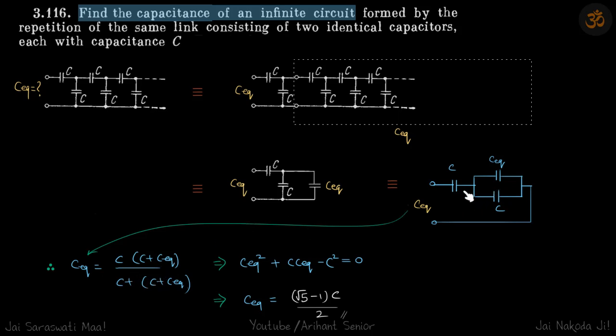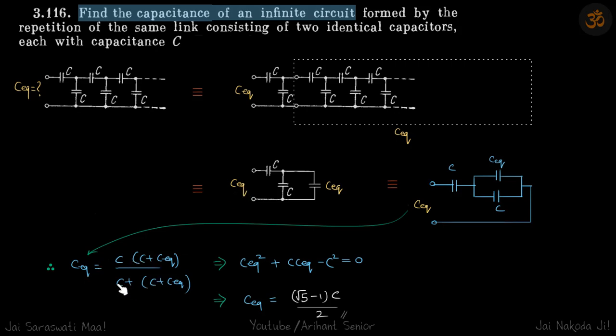So these two are in parallel, so they will add up: C plus C equivalent. C plus C equivalent and C are in series. So their equivalent is C into C plus C equivalent upon C plus C plus C equivalent. So C1 into C2 divided by C1 plus C2, that's what we have done here, where C2 is C equivalent plus C. And that gives the final capacitance between these 2 points, which is also C equivalent.